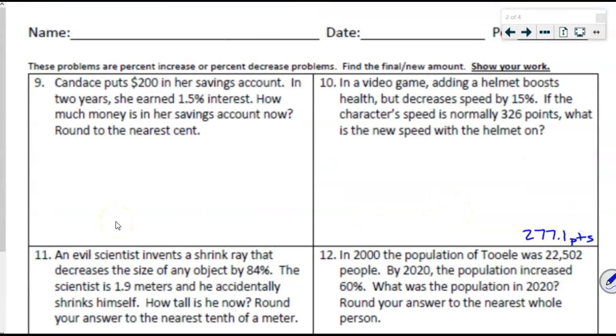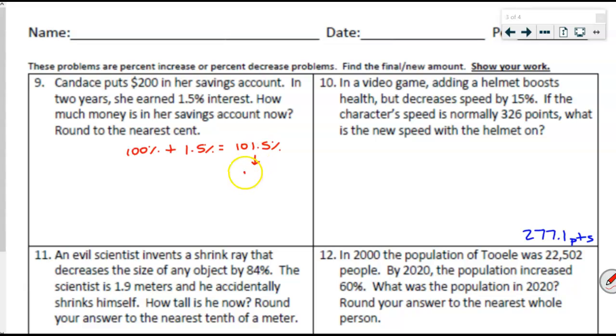Number 9, a question came up in class, so I want to address number 9. This is the first time we've seen this. Candace puts $200 in her savings account. In 2 years, she earns 1.5% interest. So how much money is in her savings account now? It's the same way that we've always handled it. 100% plus an extra 1.5% is equal to 101.5%. The question is, what do I do? How do I calculate with that?